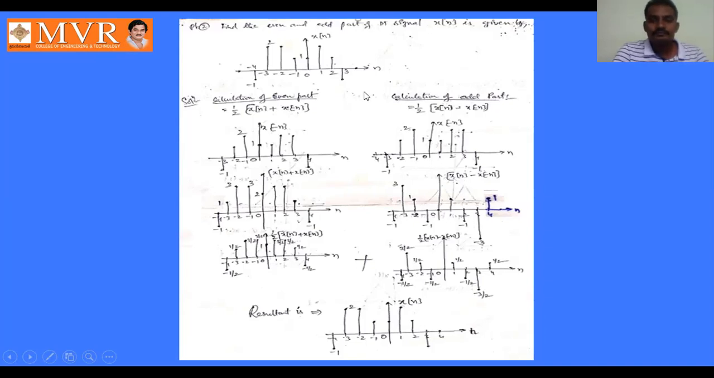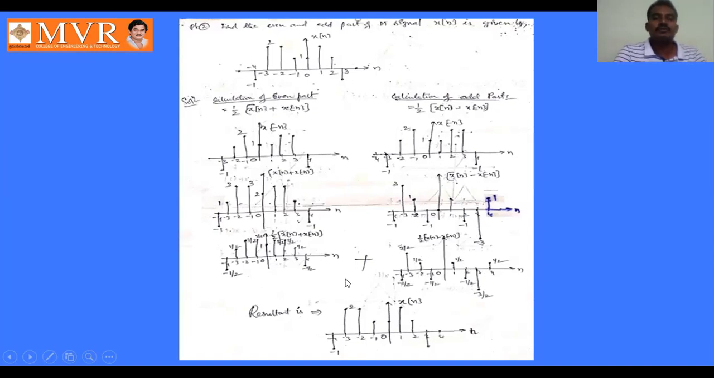And at 3 its value is minus 1, and at minus 3 its value is 2. Minus 1 minus 2, minus 3. So at 4 it is 0, and at minus 4 it is minus 1. 0 minus of minus 1, plus 1, like this. So it is x of n minus x of minus n, and it will be halved, so that we get the values at minus 4: minus 1 by 2, 3 by 2, 1 by 2, minus 1 by 2, 0, 1 by 2, minus 1 by 2, 3 by 2. This is the entire odd part of our given signal.